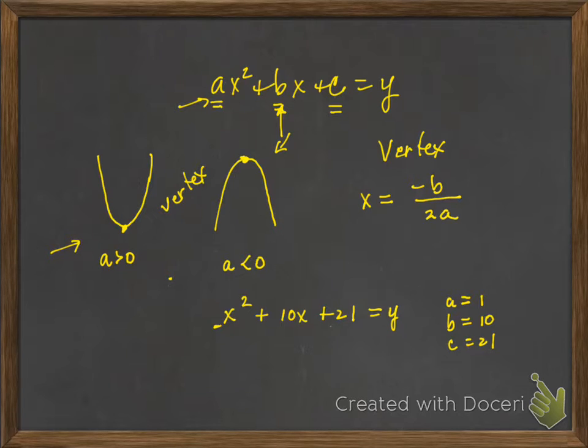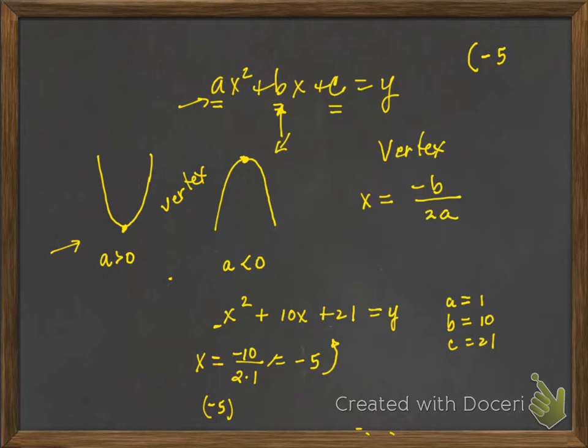Okay, now that we've identified your a, b, and c, to find the x coordinate of your vertex, it is negative b, so negative 10 over 2 times a, and a is just 1. So it's negative 10 over 2, or negative 5. So the x value of your vertex is negative 5. To find the y value that corresponds to that, you have to plug that negative 5 into the equation, or into the function, and solve for y.